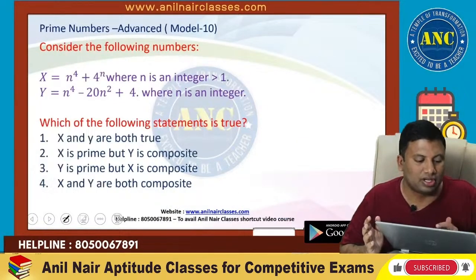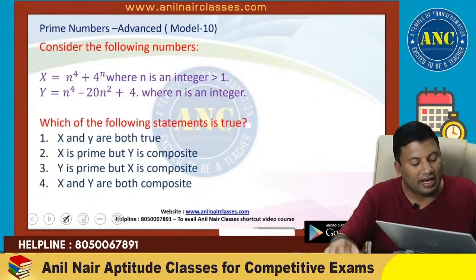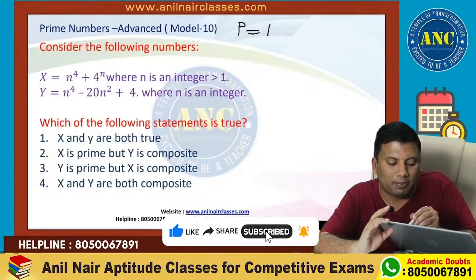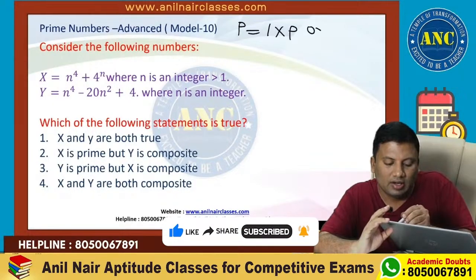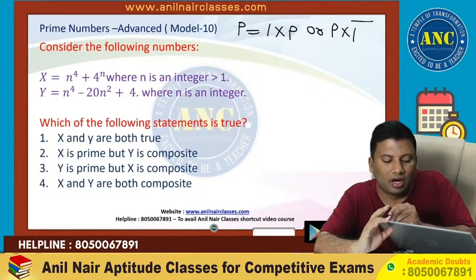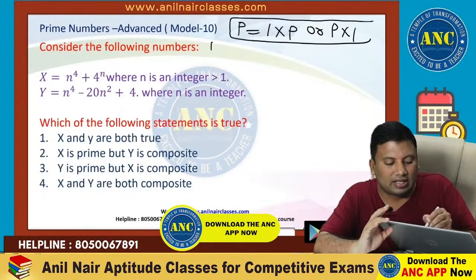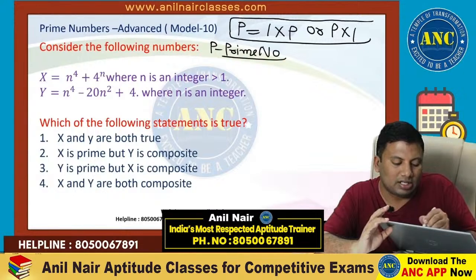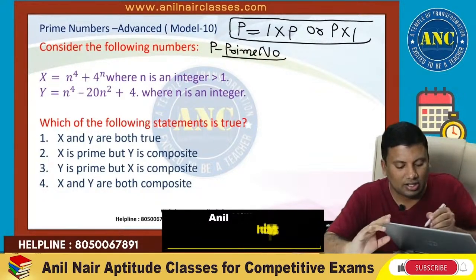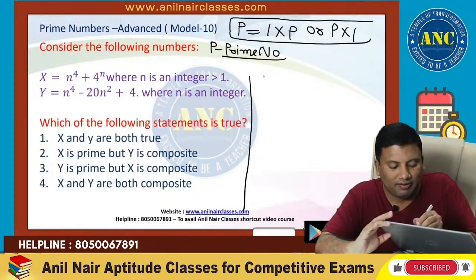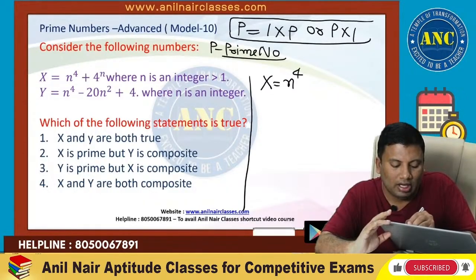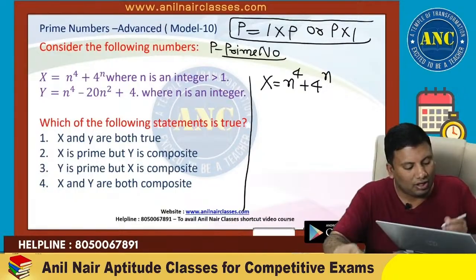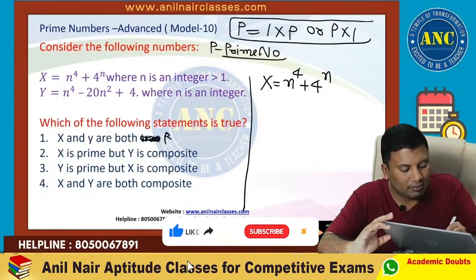Each and every question, please listen carefully, sir. X is n power 4. See, always remember, if p is a prime number, you should write it as 1 into p or p into 1. If you are able to write it like this, then p is considered to be a prime number. A prime number has only two distinct factors. First one, x equivalent to n power 4 plus 4 power n. Right? n power 4 and 4 power n. This is nothing but a prime number.